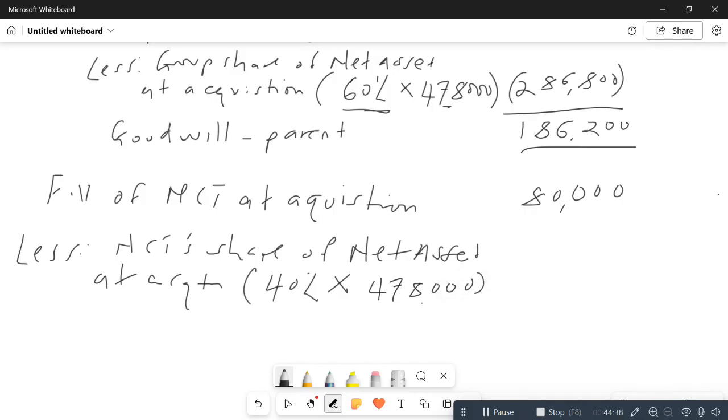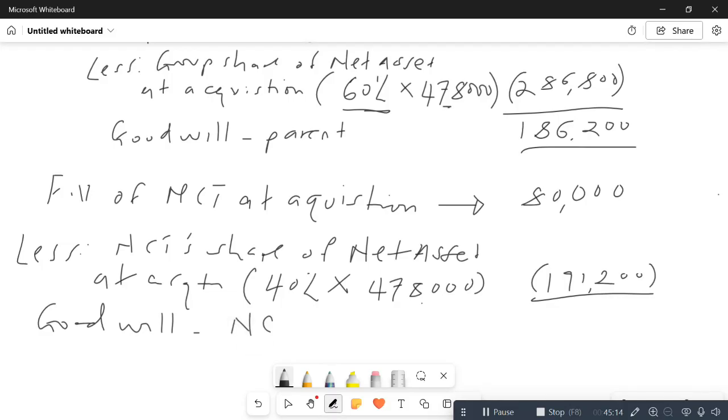Good. Now, when you do that, you are going to get 191,200. You need to calculate with me to confirm that. Now, for NCI, the fair value of NCI at acquisition was 80. But when you look at the net assets which were acquired, they were more, that is 191,200. This is called goodwill attributable to NCI.